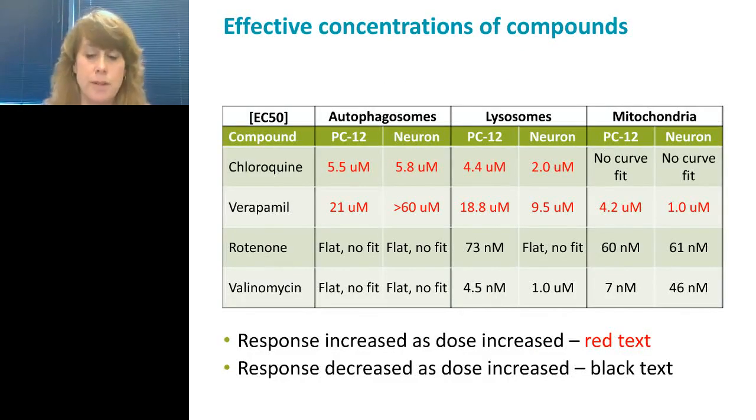In the end, what you want to see is some kind of a result. Here is showing that we had fairly decent agreement between the PC12 cells and the neurons. Autophagy is very cell dependent. I've seen that you can get very different IC50s with different cell types and sometimes no response with certain cell types.